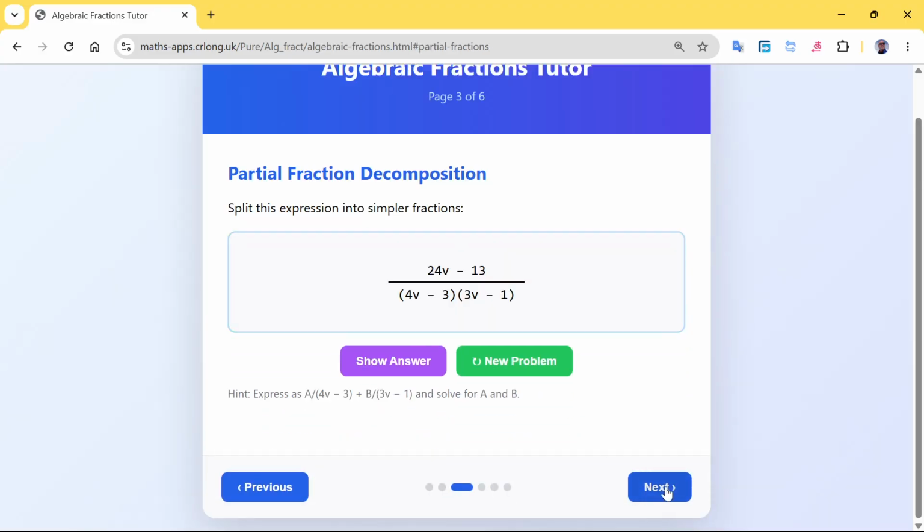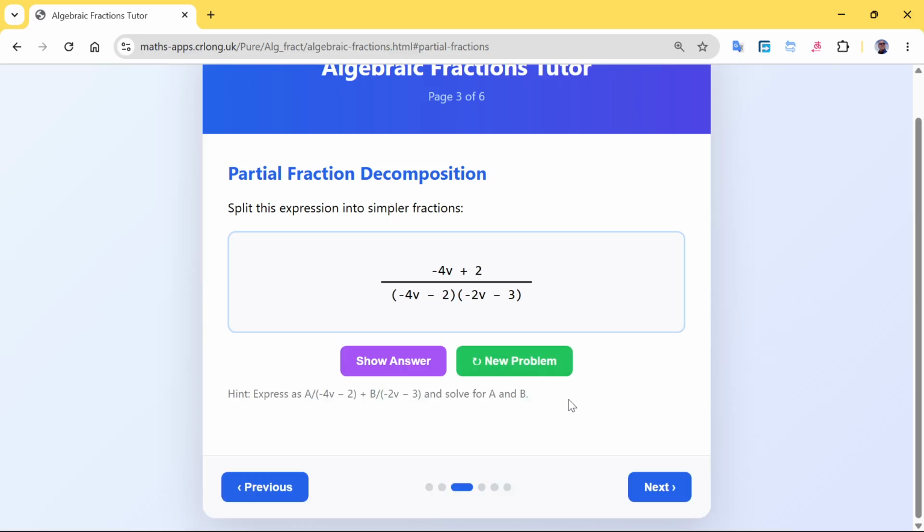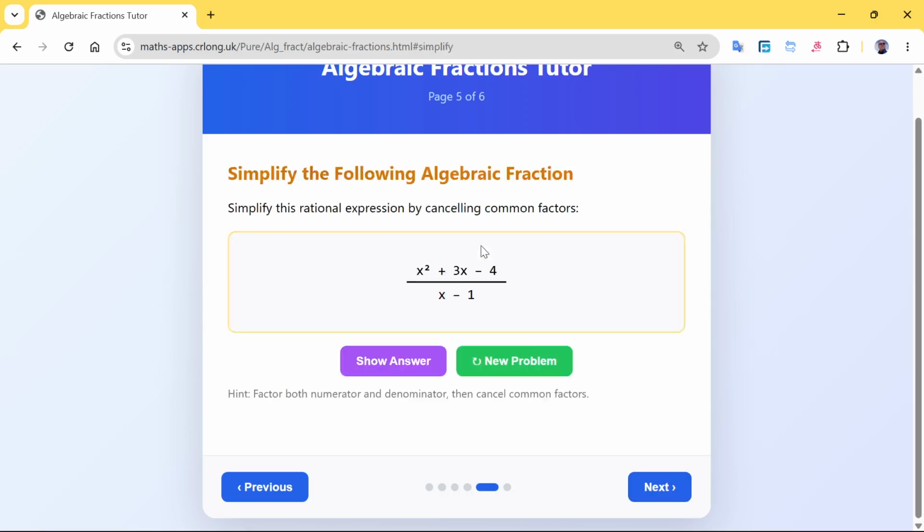The next algebraic fraction topic is partial fraction decomposition. Now this is very useful and important in A-level maths. So this should be something you want to practice quite a bit after you've mastered the addition of algebraic fractions. And again, there's a hint on how to start solving such a question. Again, try it, show the answer. Then have another problem. The next topic is some more challenging questions identified according to the level of difficulty.